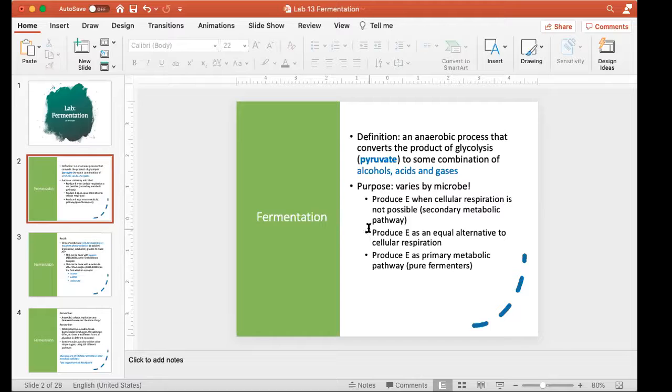Some organisms, though, do cellular respiration and fermentation equally well. Fermentation is not a backup. Fermentation is a second primary pathway. They can do either one. And finally, there are some microbes that don't do cellular respiration. It seems crazy because it's so effective and efficient. But there are some microbes that only use fermentation. Fermentation is their primary pathway for making ATP.